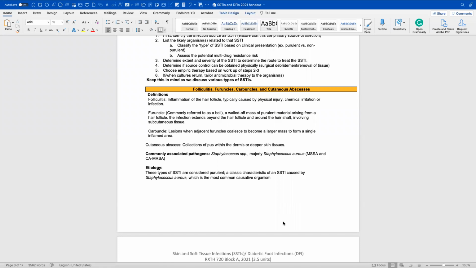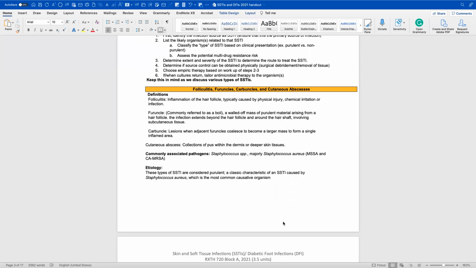The infection typically extends beyond the hair follicle and around the hair shaft, involving subcutaneous tissue. And then a step up from that furuncle is a carbuncle. It's a lesion that's adjacent to furuncle coalescence, meaning a collection of furuncles, to become a larger mass to form a huge single inflamed area. And then you can have a cutaneous abscess, which is a scale up from that carbuncle, or collections of pus within the dermis or deeper skin tissues.